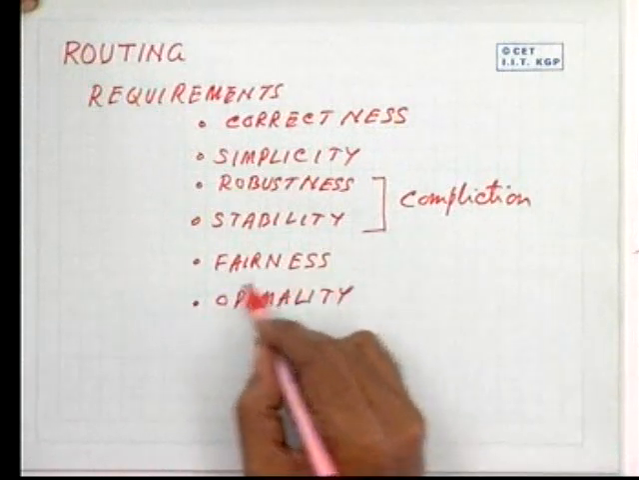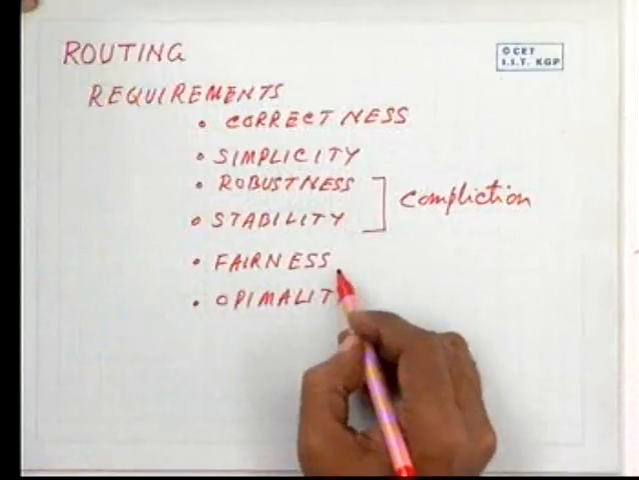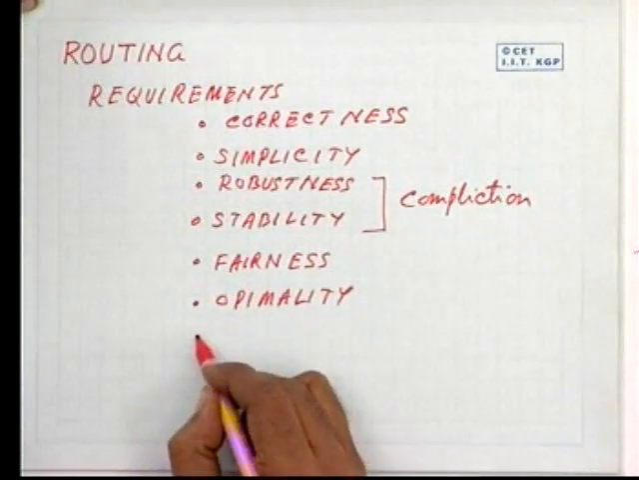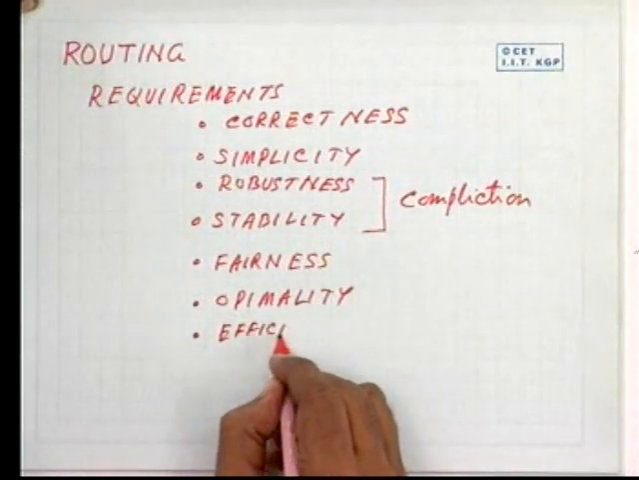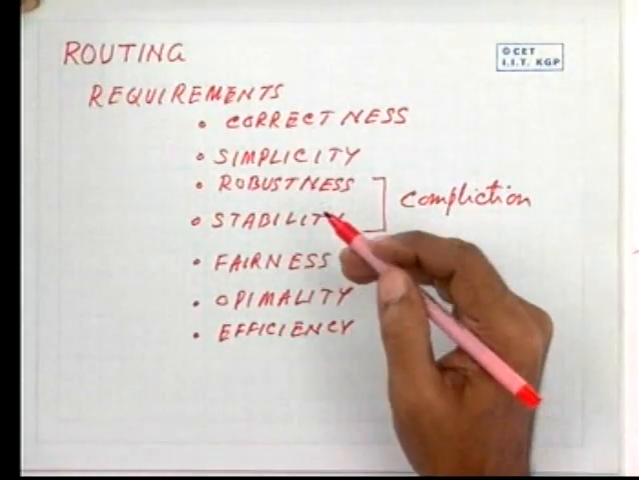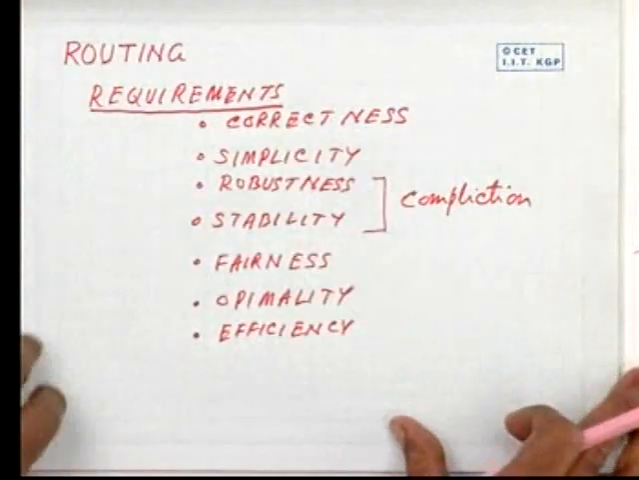Sometimes to achieve optimality, to send a packet at an optimum cost or in an efficient manner, you may have to compromise so far as fairness is concerned. Finally, you have the efficiency. How efficiently is the algorithm working? Is it very efficient, or is the overhead very small? So all these things are some of the requirements of a routing algorithm.